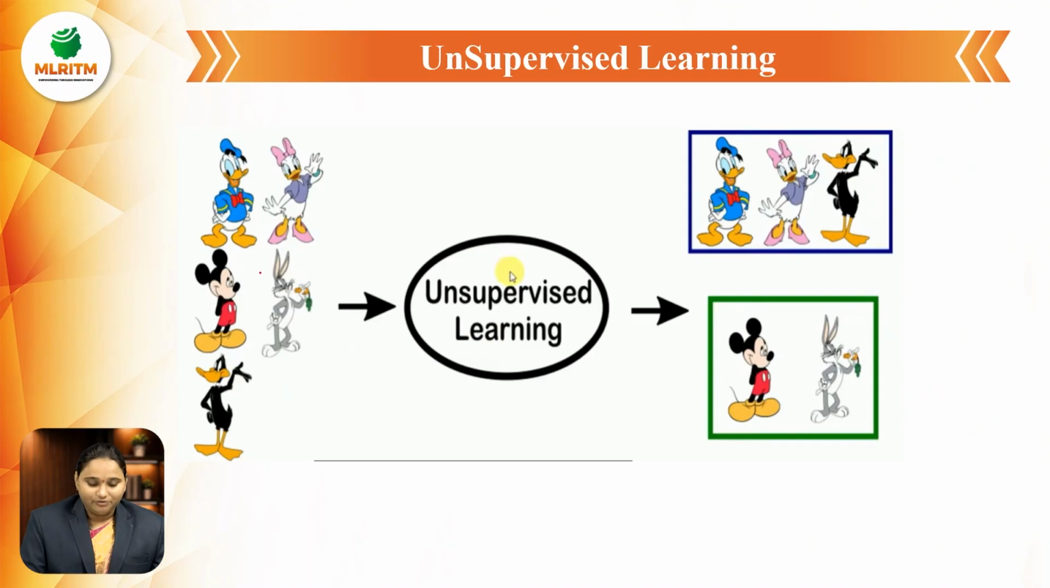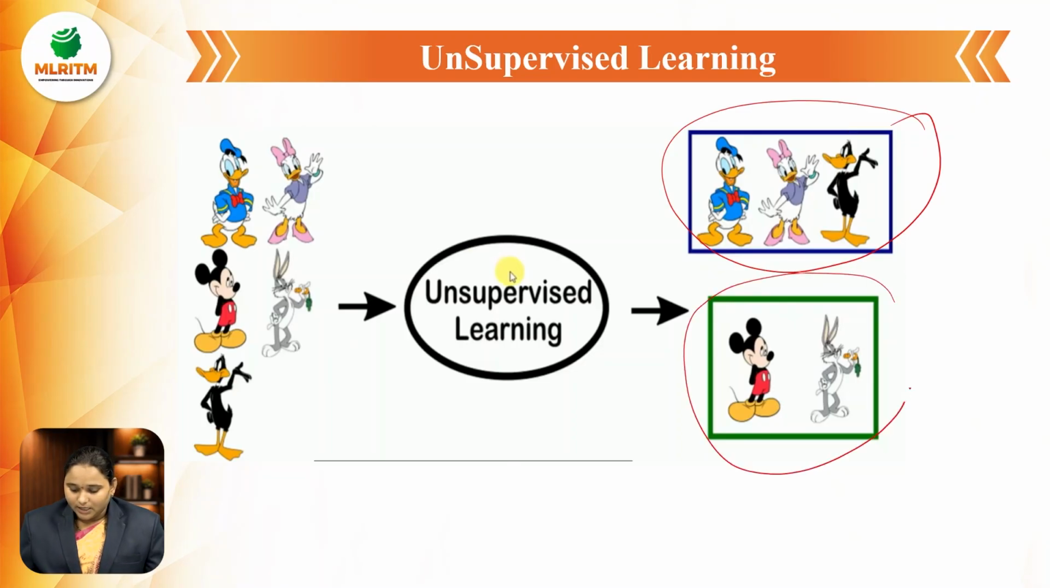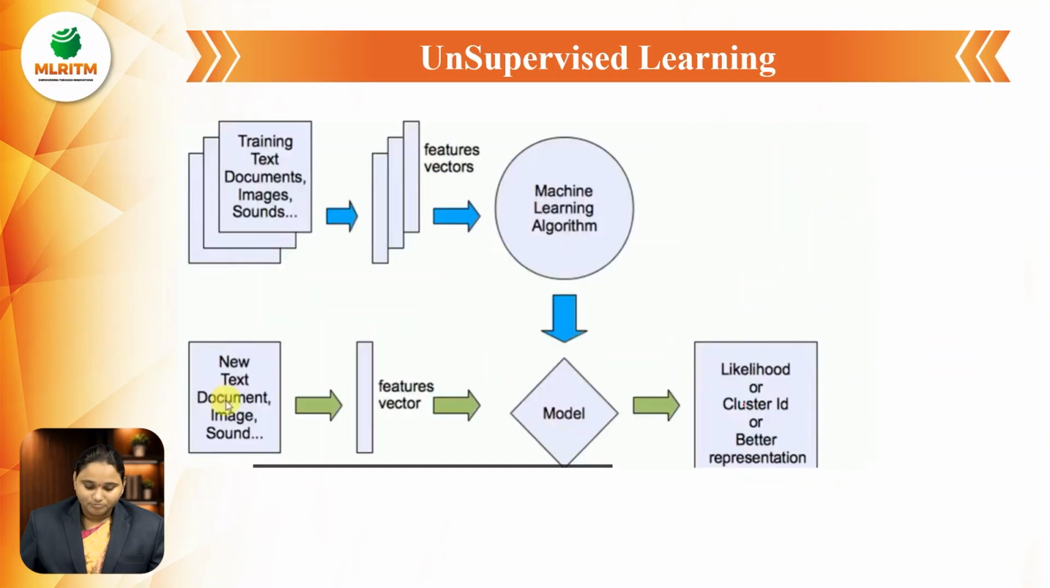Next, here we have the duck and not duck. We are giving the data set to the machine in unsupervised learning. It trains the machine. It puts similar data together as one group, and another similar type of data is considered as another group. Next, training and text documents are given, features and vectors are given to the machine learning algorithm, and based on the features and the images, it classifies the two different things.